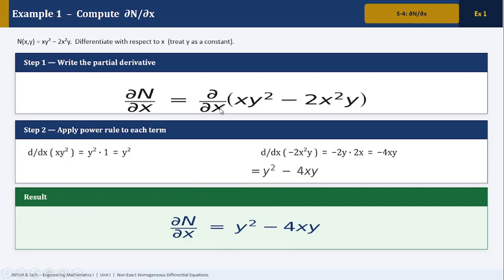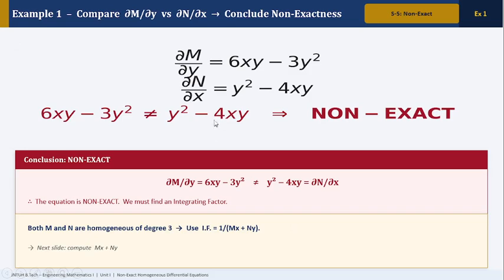Next, dou N by dou x. With respect to x, y constant, dou by dou x of xy square: y square is a constant term, differentiation of x is 1, so that is y square. Dou by dou x of minus 2x square y: minus 2y is a constant term, differentiation of x square is 2x, so this is minus 4xy. So dou N by dou x is y square minus 4xy. Both are not equal. Therefore the given equation is non-exact. Already we verified that this is a homogeneous equation, a non-exact homogeneous equation.